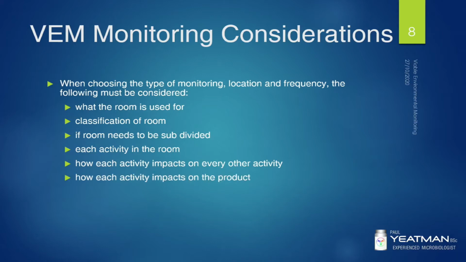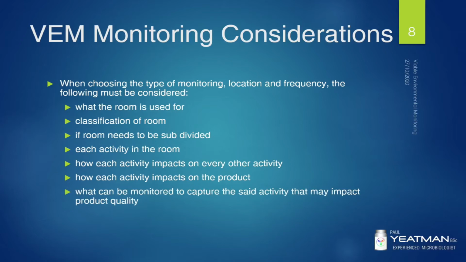How each activity impacts on the product. So depending on what goes on in the room, if the machine breaks down or needs a service during the batch, maybe that activity impacts on the sterility or integrity of the product. So you need to consider both the actual production run itself and all the activities that go on within the filling room while you are filling product. You must think about what can be monitored to capture the said activity that may impact on the product quality.